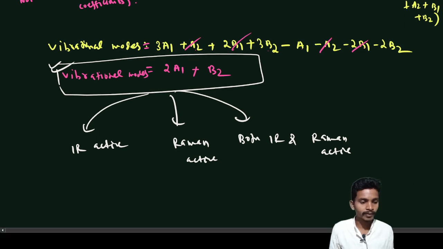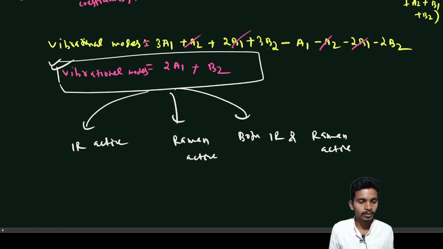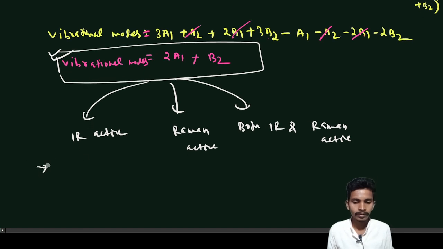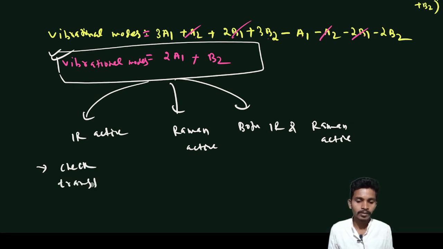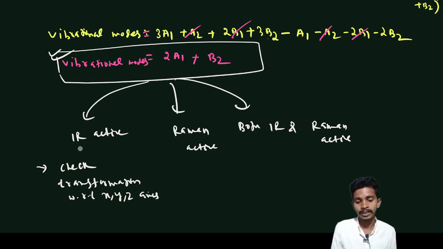So for IR active, what you will look here, again, check transformations with respect to x, y, z axis. So we will check whether x, y, z axis is present or not. And for Raman active, what will we check?